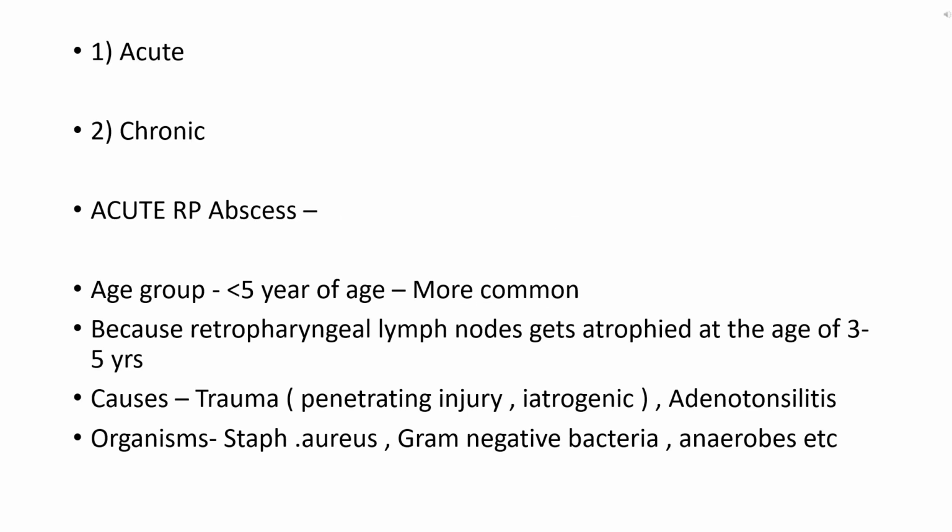The retropharyngeal space abscess can be divided into two categories, acute and chronic. We will discuss one by one. Acute retropharyngeal abscess is more common in children who are less than 5 years of age. Why? Because the retropharyngeal lymph node gets atrophied after the age of 3 to 5 years. Okay, so it is more common in the under 5 years age group.